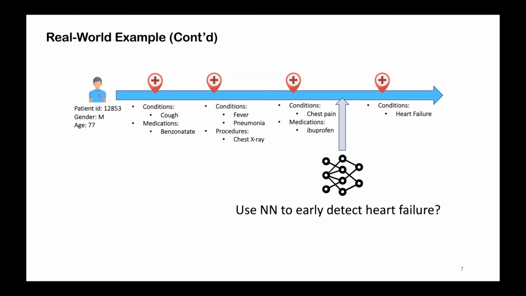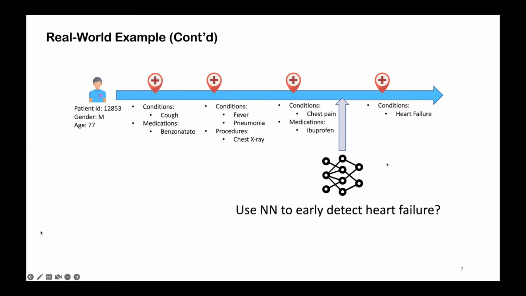So the question or the task we want to do here is, can we train a neural network to detect heart failure as early as possible? For example, can we detect the heart failure after the third admission of this patient? So now we have defined this task.